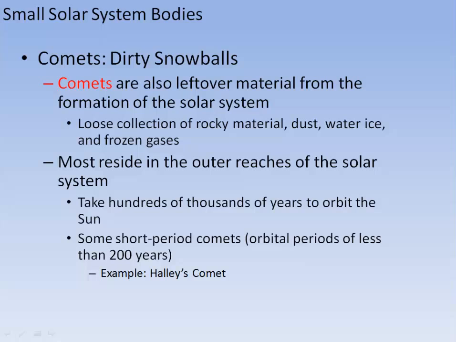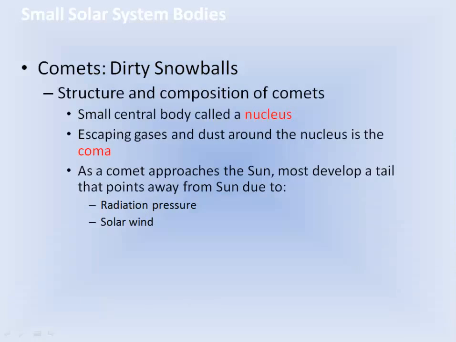Comets are dirty snowballs. Comets are also leftover material from the formation of the solar system. A loose collection of rocky material, dust, water ice, and frozen gases. Most reside in the outer reaches of the solar system and take hundreds of thousands of years to orbit the Sun. Some are short-period comets, with orbital periods of less than 200 years, for example, Halley's Comet.